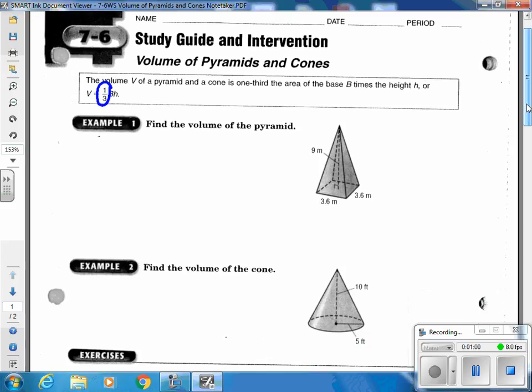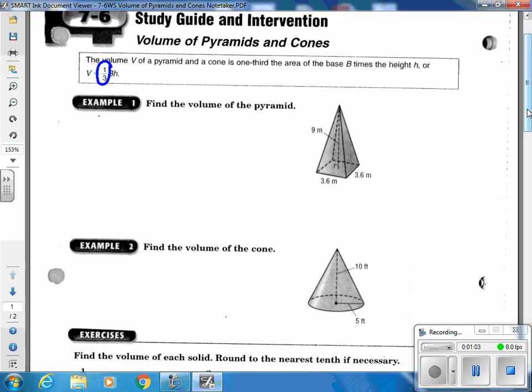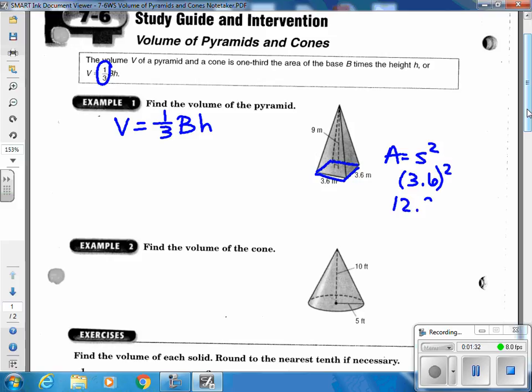Okay, so from your formula sheet, or just from looking at this one, the volume of every pyramid, no matter what type of pyramid it is, V equals 1/3 area of the base times the height. So once again, you have to go off to the side and calculate the area of the base. If you look at this pyramid, the base has sides of 3.6 each, which means it's a square. So when we go to find area of a square, we're going to do side squared, and that would be 3.6 squared when you type it in your calculator. Typing that in the calculator, you're going to get 12.96.